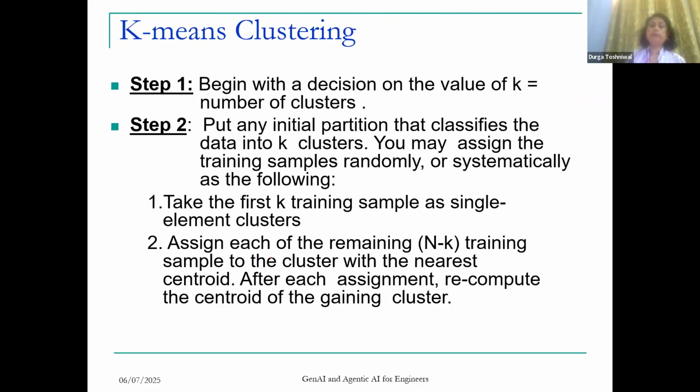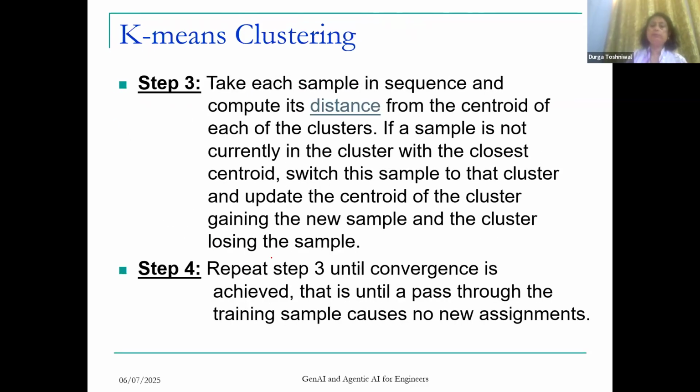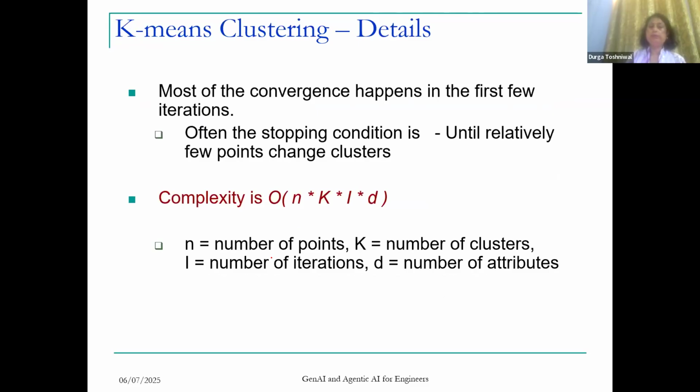I already showed you what is k-means clustering. These are just some of the pseudo code, so I will not discuss all these steps. This is the complexity, that is the runtime. The runtime may not be clear to many of you, but those who are interested can understand that it is of the order of n k i d, where n is the total number of points, k is the number of clusters that we are going to form, i is the number of iterations, and d is the number of dimensions or attributes.